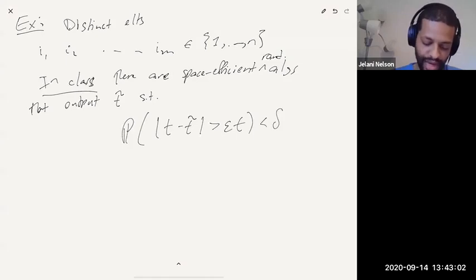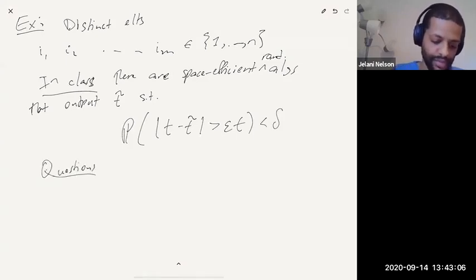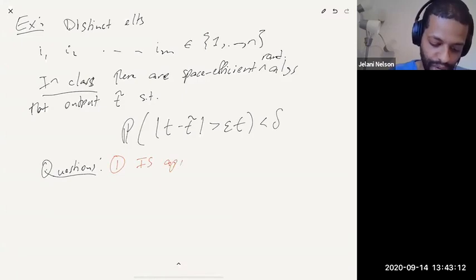So, there are some natural questions here. One, is approximation necessary? And two, is randomness necessary?